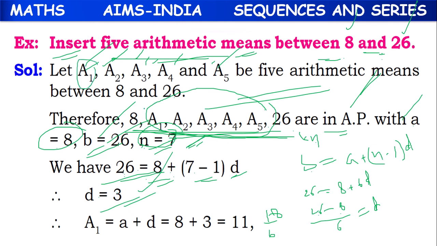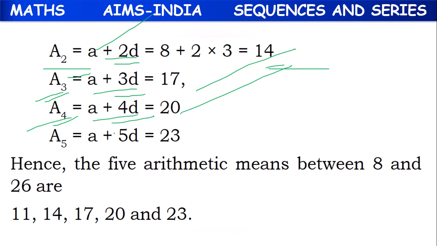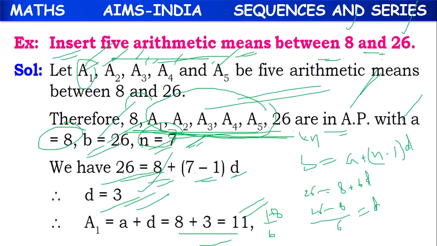Now what is A1? A plus D means 8 plus 3, 11. What is A2? A plus 2D, 14. A3, A plus 3D, 17. A4, A plus 4D, 20. A5, A plus 5D, 23. Now the 5 arithmetic means are 11, 14, 17, 20, 23. So in this way, we can find the arithmetic means and we can insert them between the first number and the last number, children.